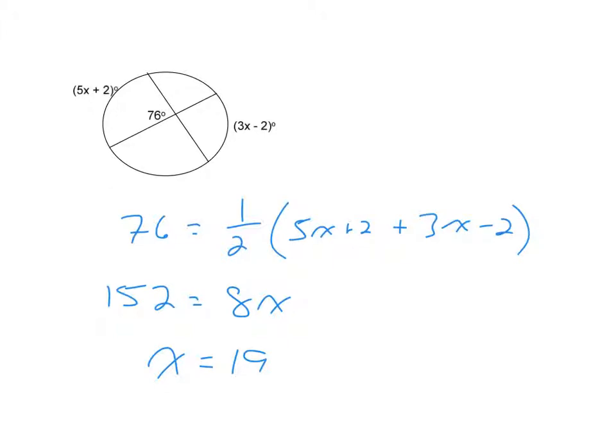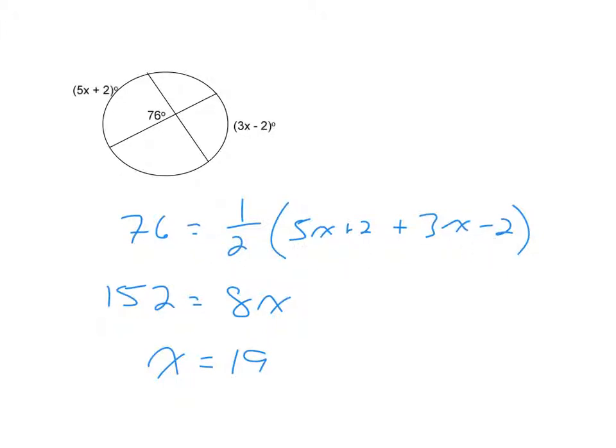So, I got x equals 19. What did you get? What I did is I said my chord angle, 76, is equal to 1/2 times the sum of my two arcs, which is 5x plus 2 plus 3x minus 2.